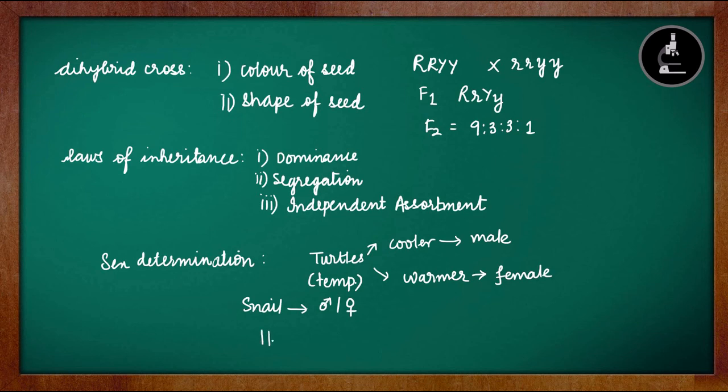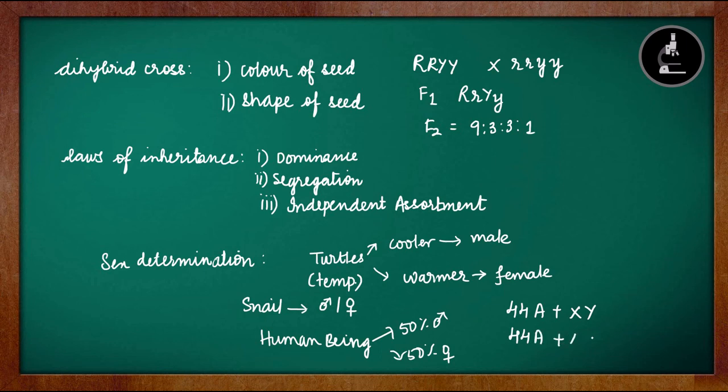And finally, we saw the sex determination in human beings, where the sex of the individual is genetically determined, where there is a 50% chance of having a male child and 50% chance of having a female child. It all depends upon the male parent, because males have 44 autosome plus XY, whereas females have 44 autosome plus XX. So whether the X goes and fuses or the Y goes and fuses will determine the sex of the child. So the sex of the child will depend upon the male parent, not the female parent. And the sex of the individual in human beings is genetically determined.